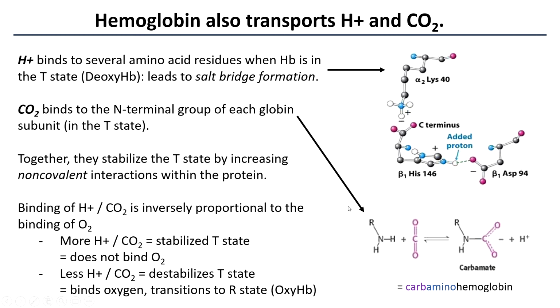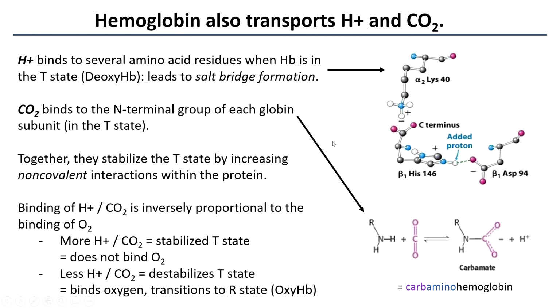So my original statement was correct, that CO2, which is pictured here, binds to the N-terminal group of each globin subunit. So there's a free amino group at the N-terminus of each of the 4 subunits of hemoglobin. It can associate with that carbon dioxide via a covalent interaction and form a carbamate molecule. So we call this carbaminohemoglobin.